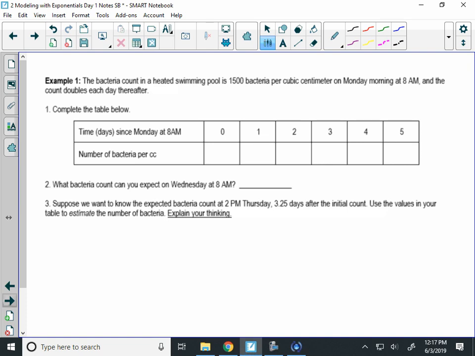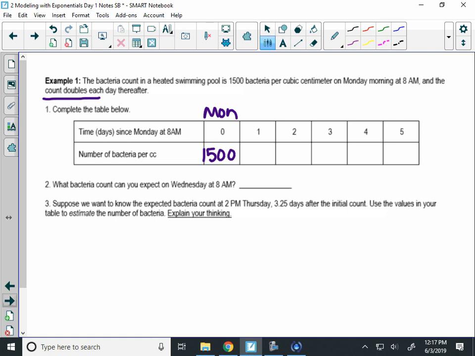So, for example, we have that the bacteria count in a swimming pool is 1,500 bacteria per cubic centimeter starting on Monday at 8 a.m. So you work at a pool, you check the bacteria, you start Monday morning with 1,500 bacteria. So let's fill in the table. It says that the bacteria count doubles every day. So time 0, that would be Monday at 8 a.m. That's when we said you had 1,500 bacteria.